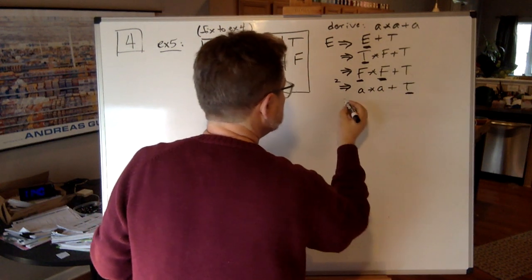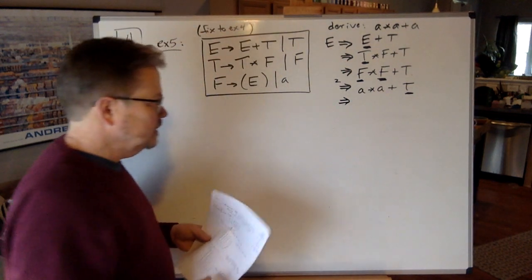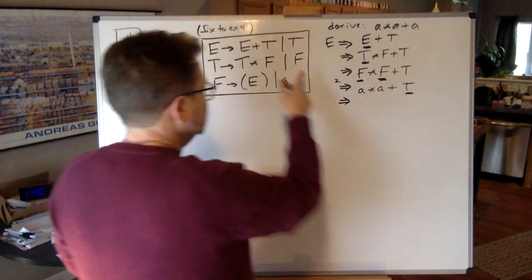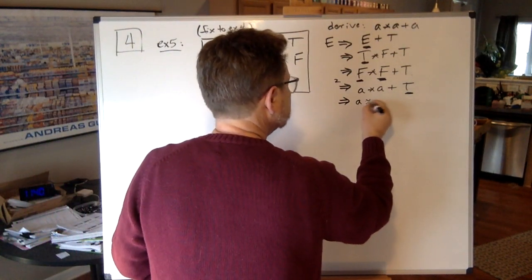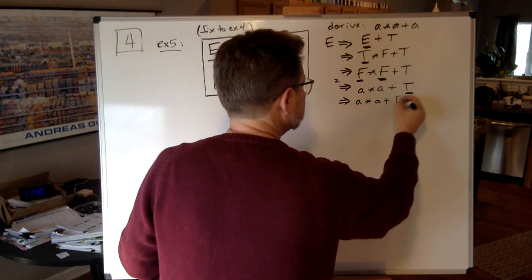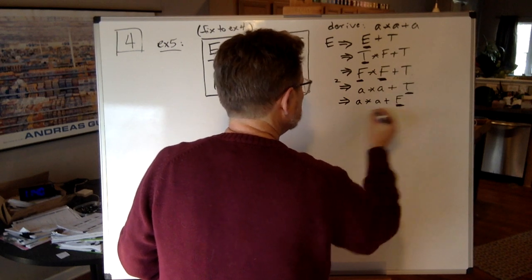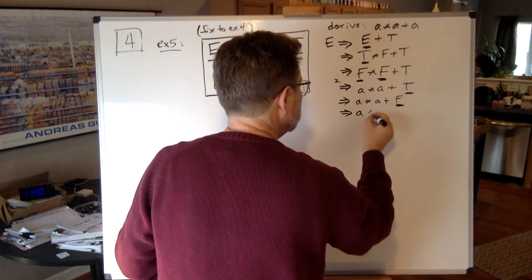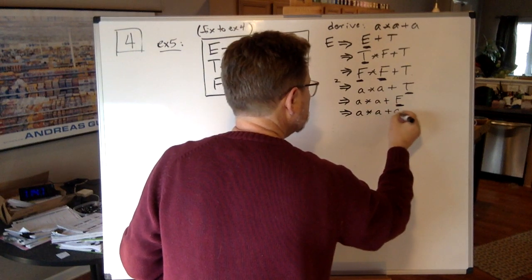Now I've got to replace the T. Even though it's way at the end, it's our leftmost and only non-terminal left. When I replace the T, I replace that with an F. A times A plus F. Finally, and mercifully, I can replace the F with an A, and voila, A times A plus A.